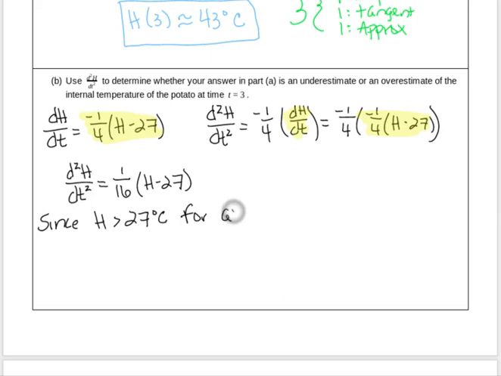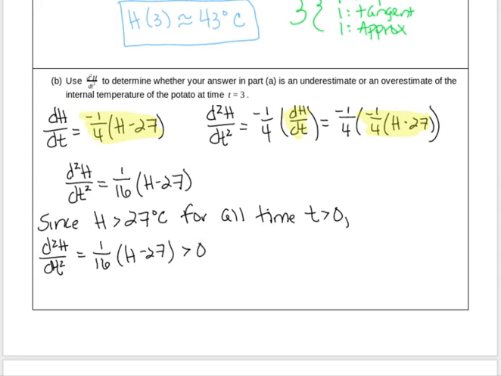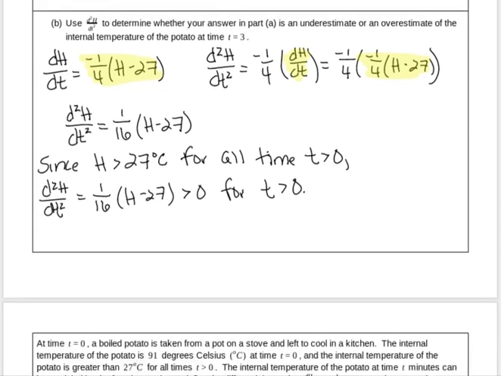for all time t greater than 0, the second derivative, which is 1/16 times (h minus 27), is greater than 0 for t greater than 0. So h is concave up at t equals 3.